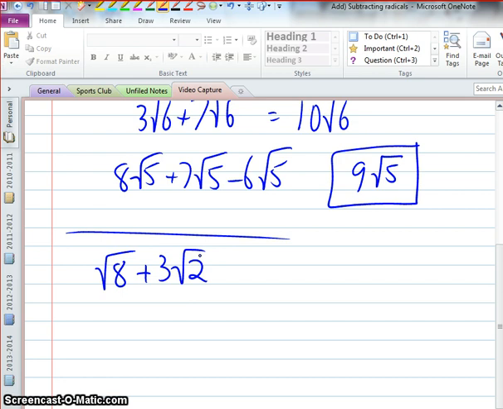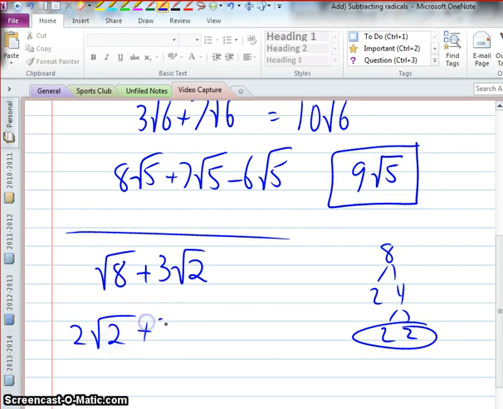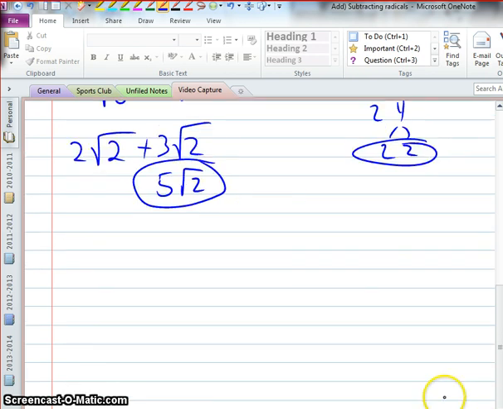So, for example, in this problem, 2 is prime. 8, on the other hand, can simplify to 2 root 2, and there's a 2 inside. So now I have this problem, but now that the radicands are the same, they can be combined to make 5 square root of 2. So this is combining simplification of radicals along with what we just learned, which is subtraction. So I got 2 more examples of that I'd like to show you.